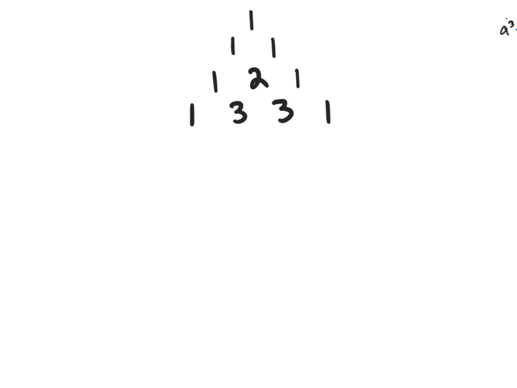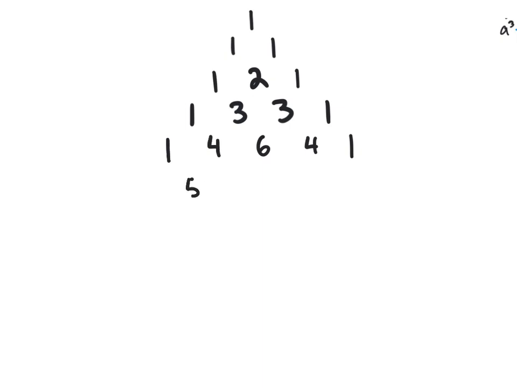Now let's keep going here. We have 1 plus 3. That's going to give us a 4. So let's put the 4 right here. The 3 plus 3 gives us a 6. 3 plus 1 gives us a 4. And once again, we put ones on the outside. And we could continue this triangle forever, right?